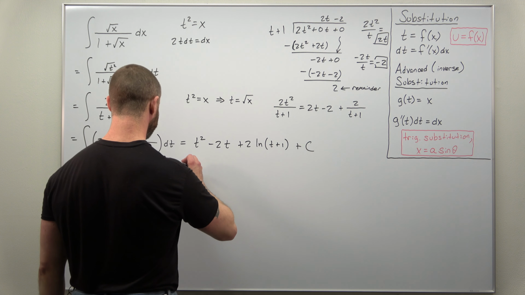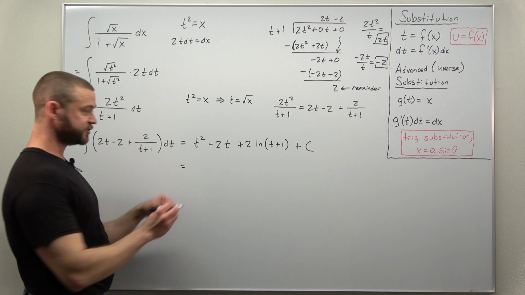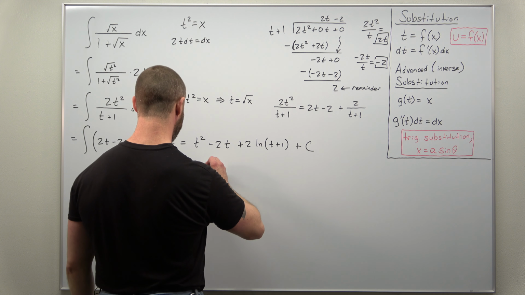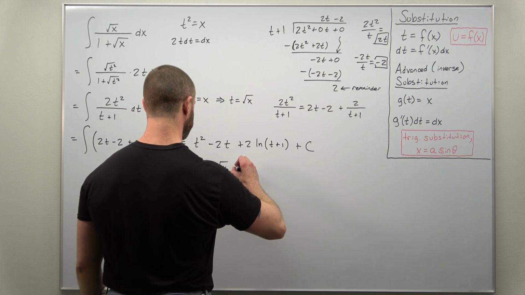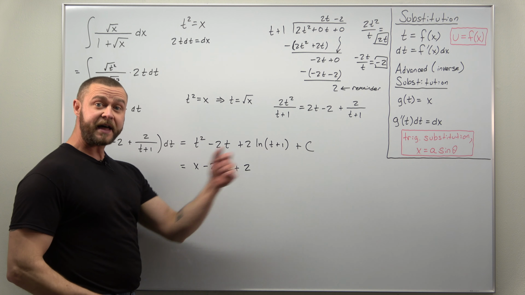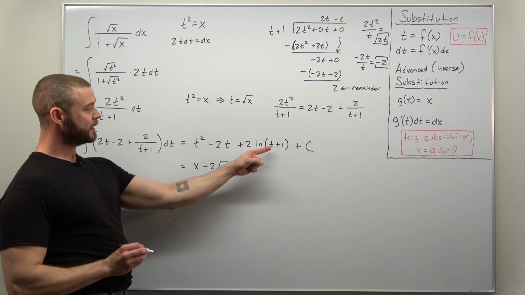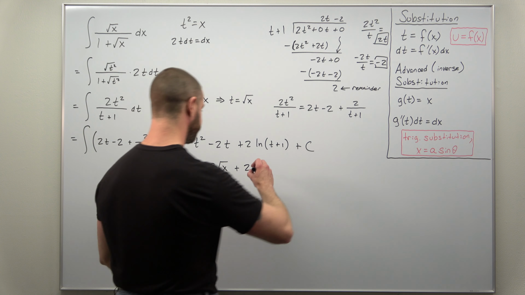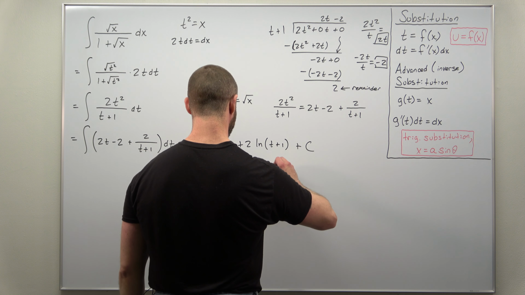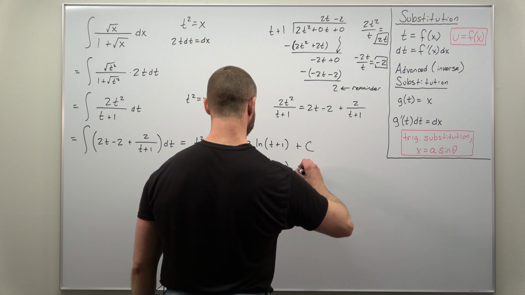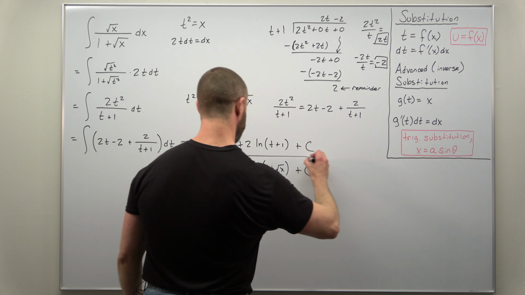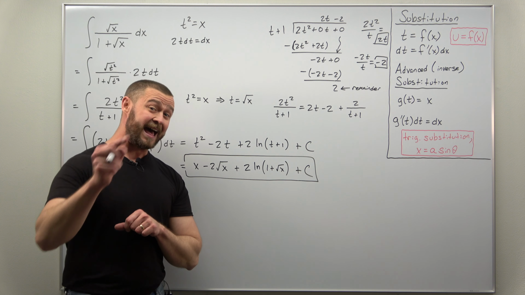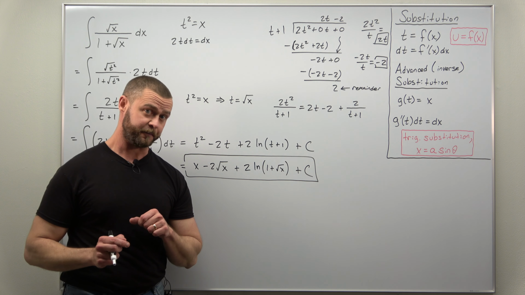So if we go ahead and convert term by term, t squared just converts to x. We have minus 2t, but t becomes square root of x, so that's minus 2 square root of x. And then this natural log term, we're going to get natural log of t, square root of x, plus 1. But let me just switch the order there of the t and 1 and write this as natural log of 1 plus square root of x. And there we have it. We get our antiderivative using advanced or inverse substitution.